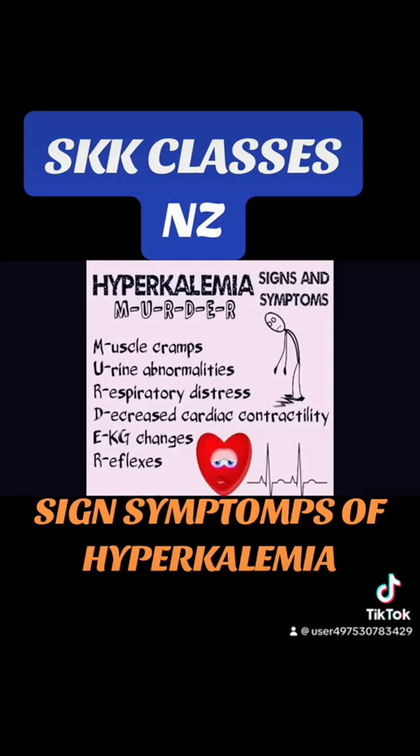Means if the patient is having hyperkalemia, his or her urine production will be decreased, or he or she will complain of oliguria or anuria. Now what is oliguria? That is decreased urine output, and anuria means absence of urine, means the patient will either have no urine or a low urine production.